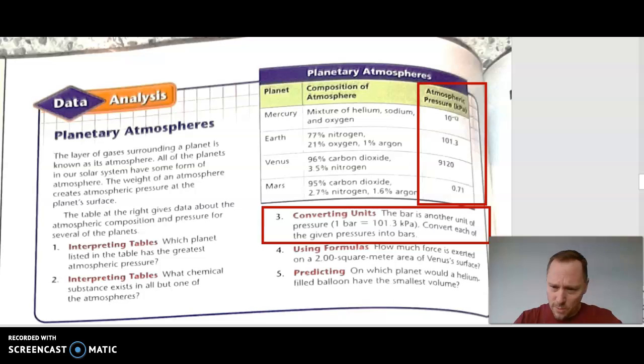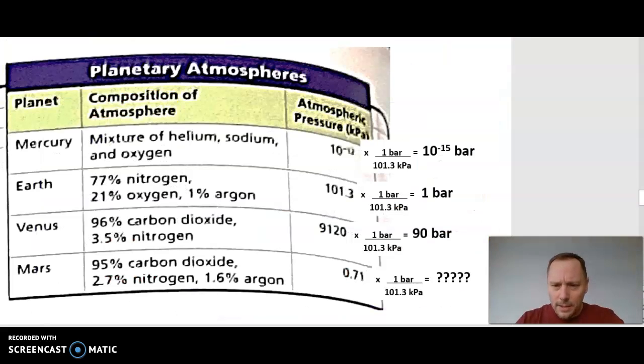Moving on to question 3. The bar is another unit of pressure, where 1 bar is equal to 101.3 kilopascals. Convert each of these into bars. Hey, this is converting units, so we're going to use a conversion factor. Mercury converts over to 10 to the negative 15 bar. Well, that's really low pressure, Mercury. Earth converts to 1 bar. It looks like this unit has a whole lot to do with Earth's atmosphere. Venus converts to 90 bars. And Mars converts to, well, let's see if you can figure that one out all on your own.